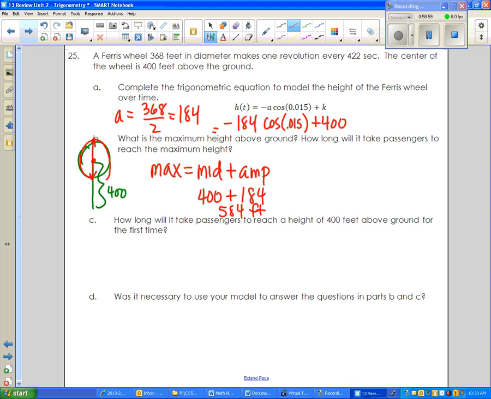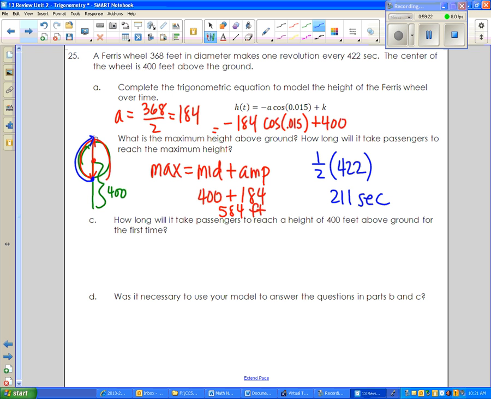Well, how long does it take to get there? Well, if I'm starting at the bottom of this thing and I want to know how long it takes to get to the top, well, that's just halfway. So if I take half of my period, I get 211 seconds. So I don't even actually need the equation to figure those out.